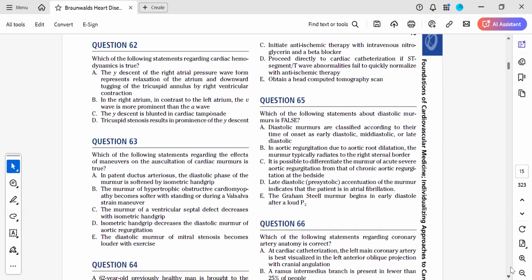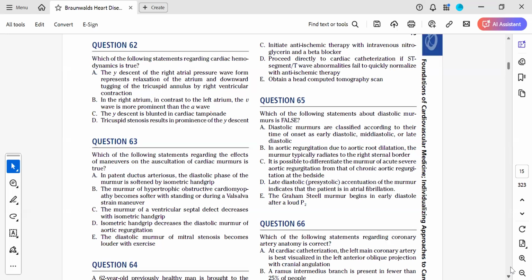So during cardiac tamponade, during atrial emptying, since there is no space for blood to move from the atrium to the ventricle, there's usually no Y descent. So that's why the Y descent is blunted. That makes this option true. That's why the Y descent is blunted in cardiac tamponade.